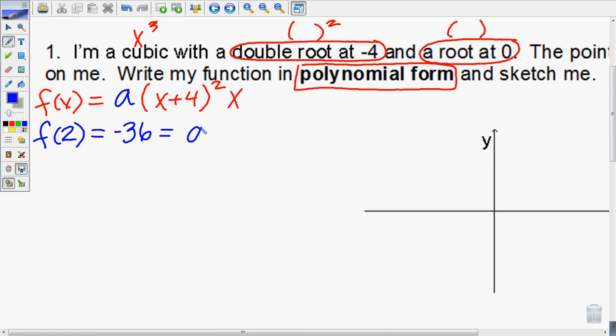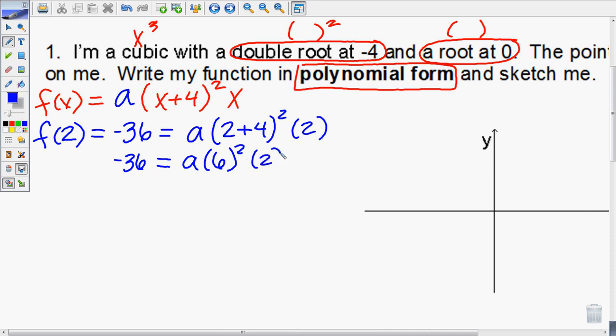So this equals a times 2 plus 4 squared times 2. There used to be an x here, and there used to be an x here, but now they become 2's. So once I'm here, I'm just going to simplify, right? Get a by itself. So I have -36 equals a times 6 squared times 2. And what is 6 squared? 36. And what's 36 times 2? 72.